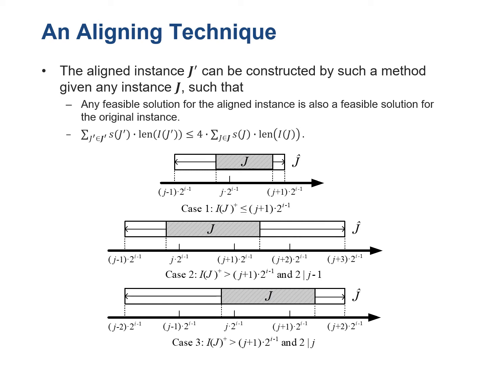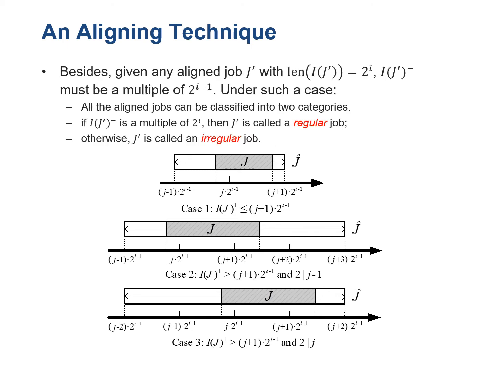Furthermore, we can make sure that any feasible solution for the aligned instance is also a feasible solution for the original instance. That means all we need to care about is to find a good solution for this aligned instance. By applying the aligning technique, the jobs can be classified into two categories, regular and irregular. We will use these two notions often in the following slides.